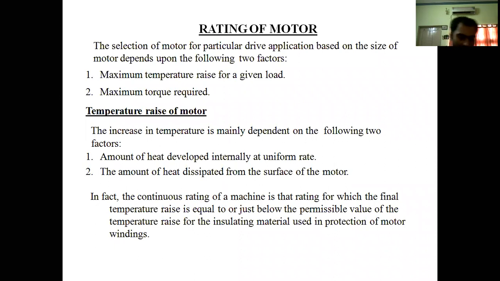So the temperature rise will be high at the time of starting, and it will decrease while running. As time passes, the temperature decreases, and at a particular point it becomes steady. So you are going to get a steady state. That is nothing but the amount of heat developed internally at a uniform rate.